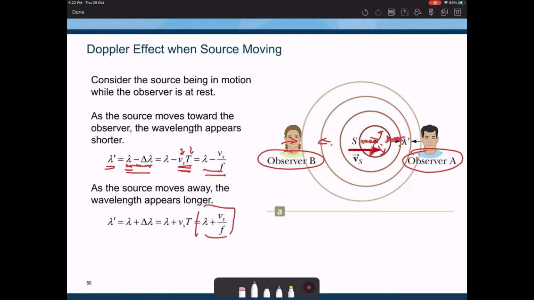So the apparent frequency would be the speed of the sound, labeled as V, over the apparent wavelength. Because observer A or observer B doesn't know whether the sound source is moving or not, to him the apparent frequency is just the speed of the sound divided by the apparent wavelength. That is why we have this equation.